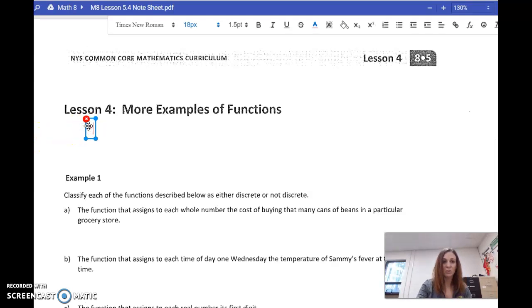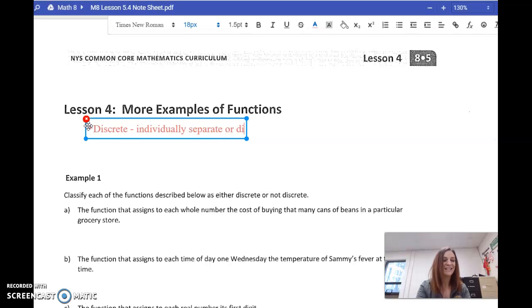Okay, so discrete. Now when we say discrete, we mean individually separate or distinct, basically integers. Okay, so discrete functions occur when our input values are integers.